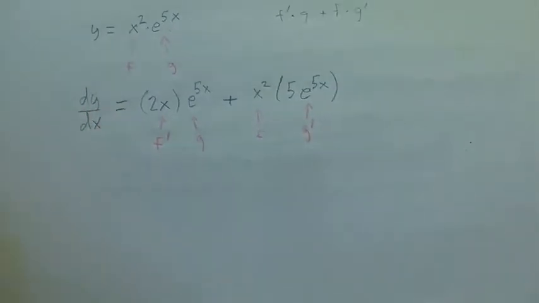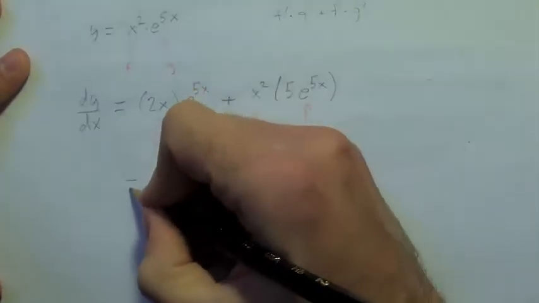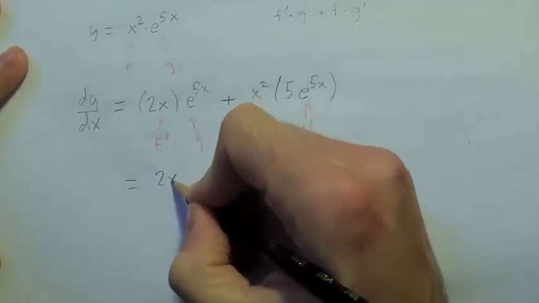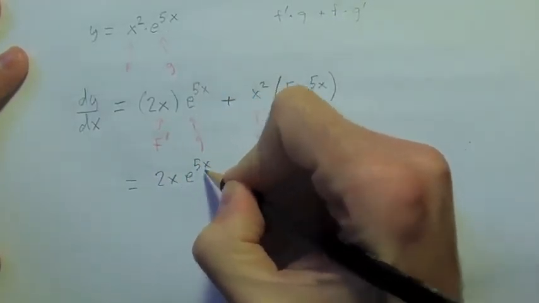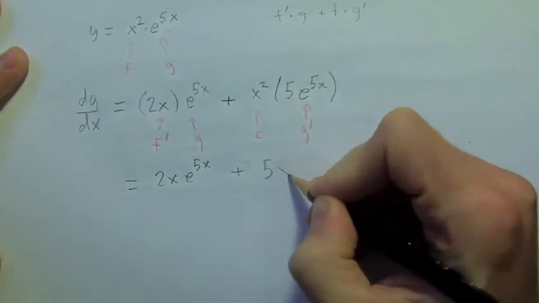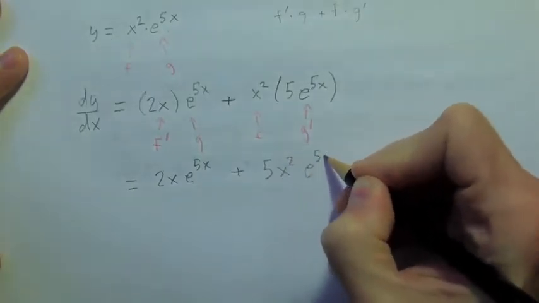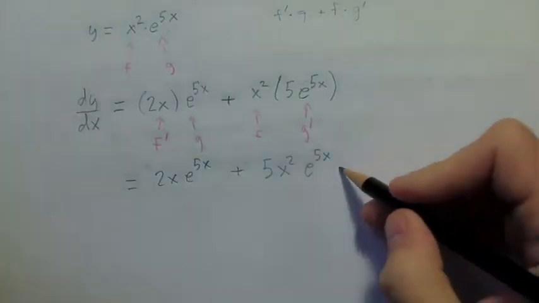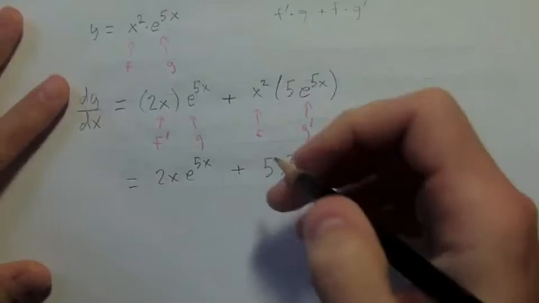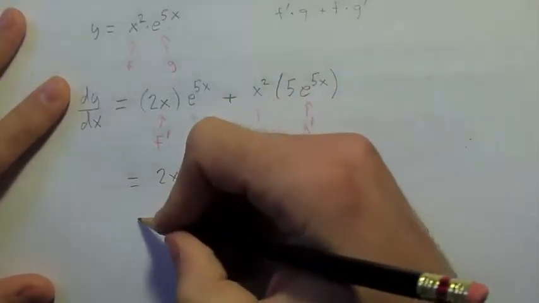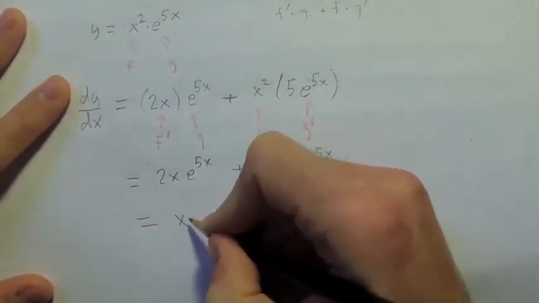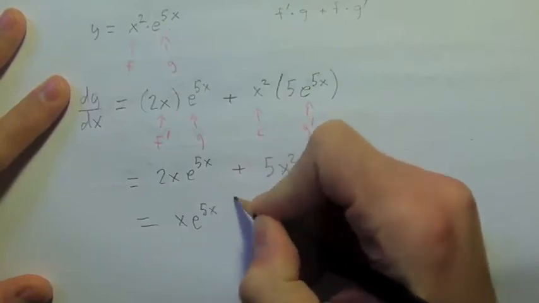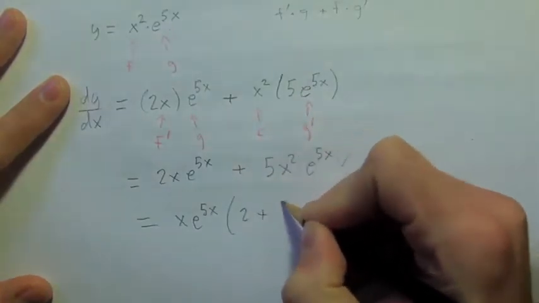Okay. And that's that, other than simplifying it just a little bit by saying that this is 2x e to the 5x plus 5x squared e to the 5x. And you can simplify a little further by factoring if you want. Again, this is good enough for me right here, but if you decided to factor, you could factor an x e to the 5x out, and you'd be left with a 2 plus a 5x.